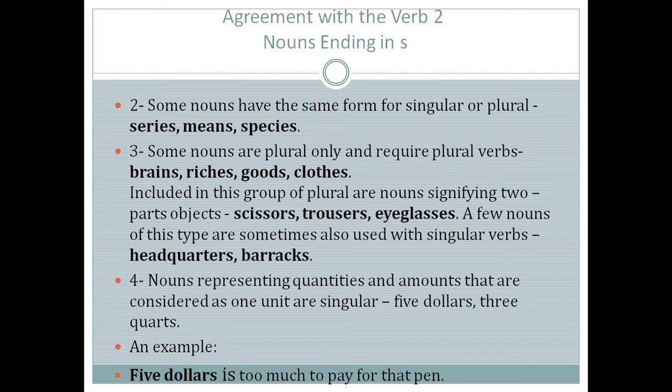Included in this group of plural nouns are nouns signifying two parts or two-part objects: scissors, trousers, eyeglasses. A few nouns of this type are sometimes also used with singular verbs: headquarters, barracks. So nouns that consist of two-part objects like scissors, trousers, pajamas, eyeglasses or glasses, gloves take a plural verb. Here there is an exception: two nouns that consist of two-part things, but they take a singular verb. Headquarters, barracks.